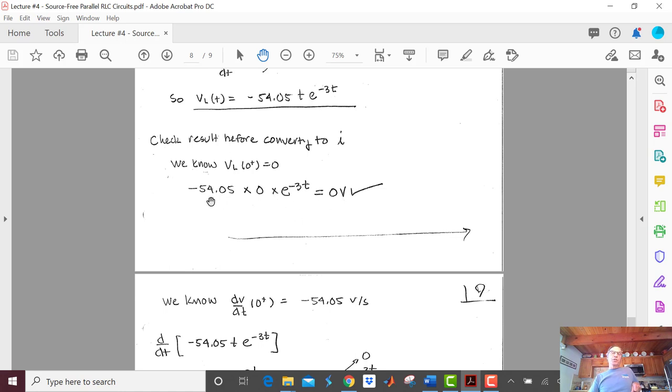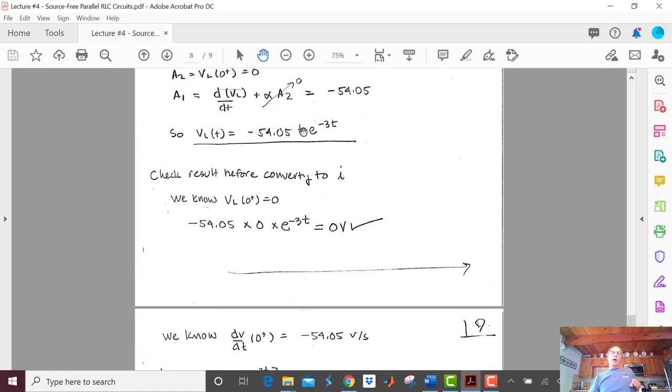Here's our equation that we just got. I know that by looking at the circuit, V at 0+ was equal to 0. Let's substitute that in our equation. I got a t here, so that's a 0. So V of 0 is equal to 0. I'm okay so far.